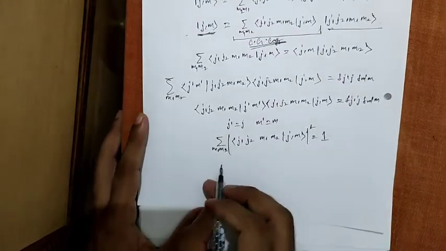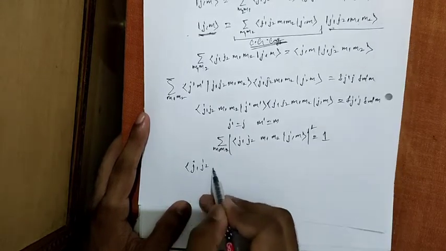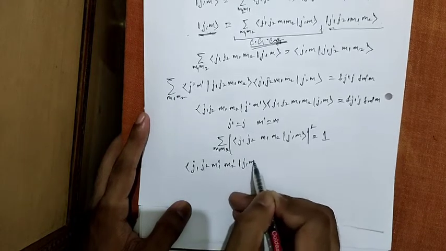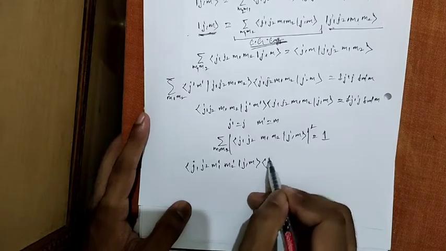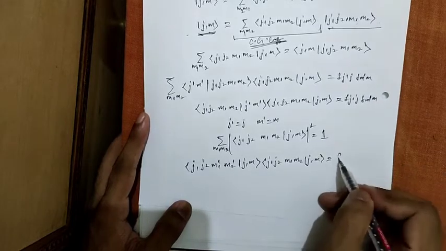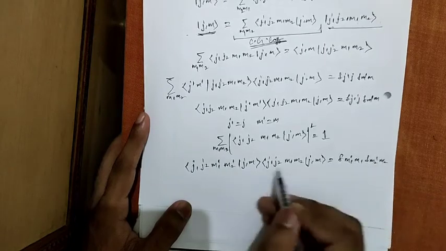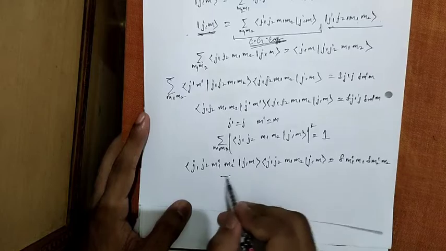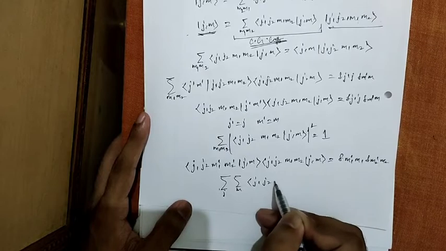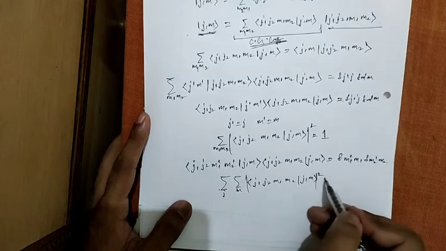And same as this we can also write <J1, J2, M1', M2'|JM><J1, J2, M1, M2|JM> equals delta M1'M1 and delta M2'M2, which in particular again can be written as the summation over J and the summation over M of <J1, J2, M1, M2|JM> squared equals 1.